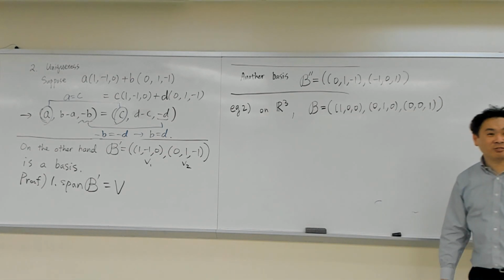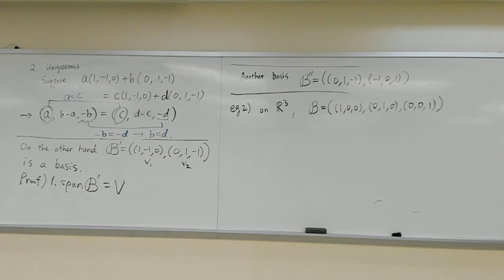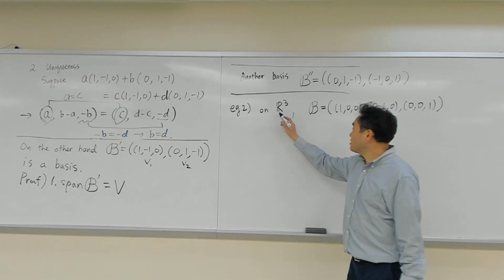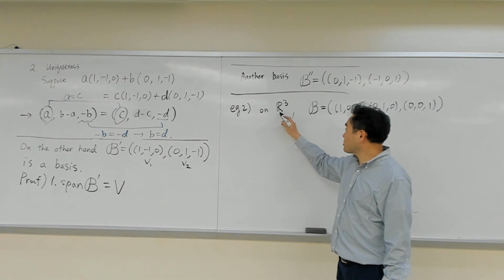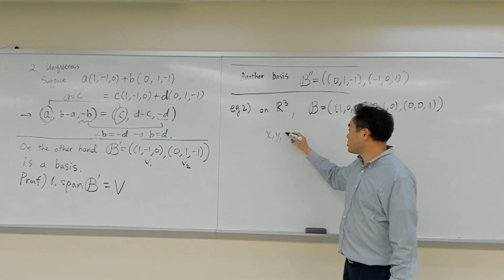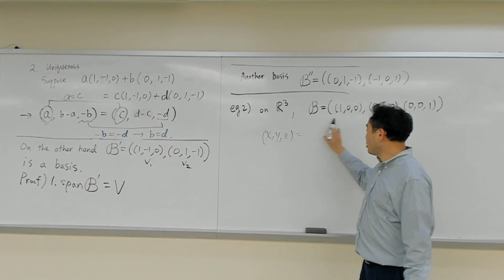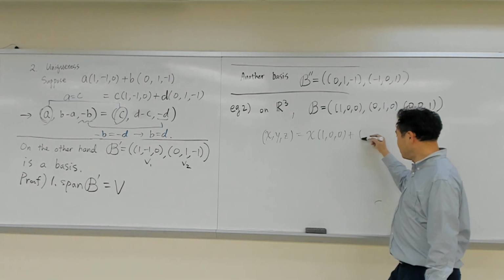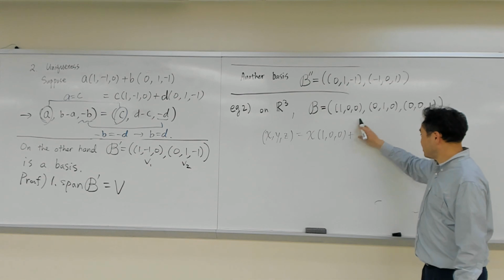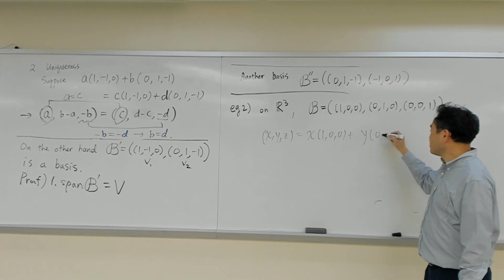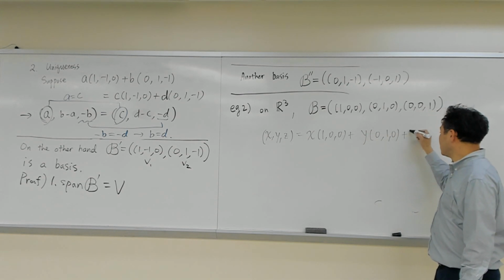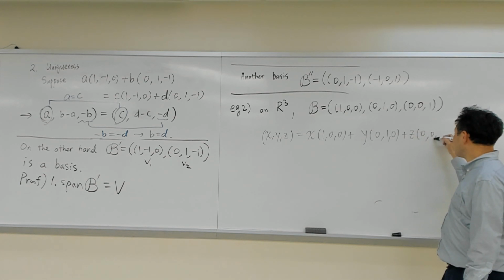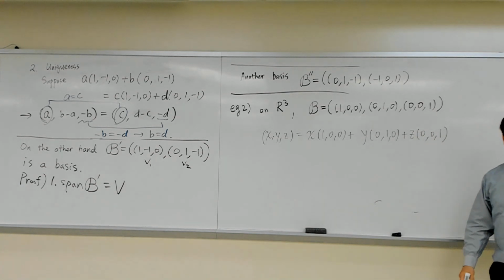That's the natural basis, right? I mean, anything in R3, what's an element in here? It looks like x comma y comma z, right? That can always be represented as x times (1, 0, 0), y times (0, 1, 0), plus z times (0, 0, 1).